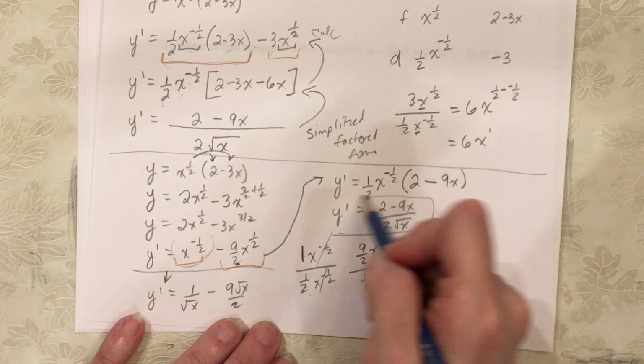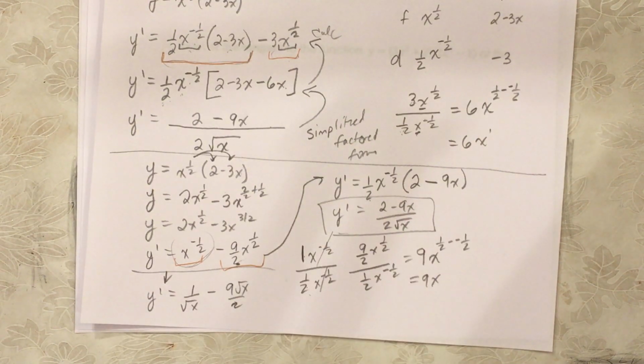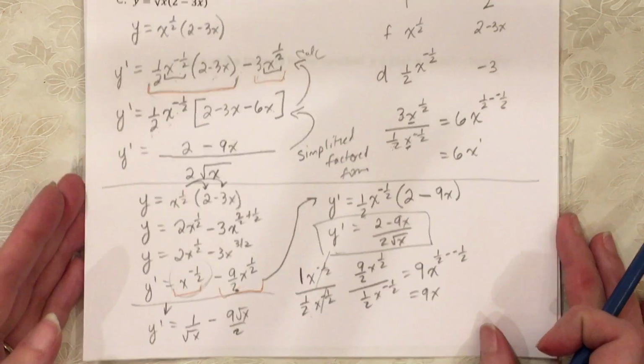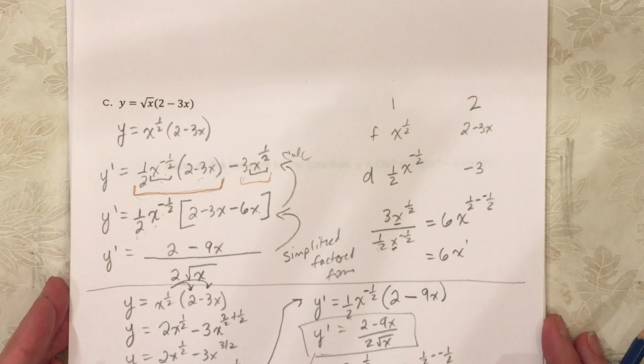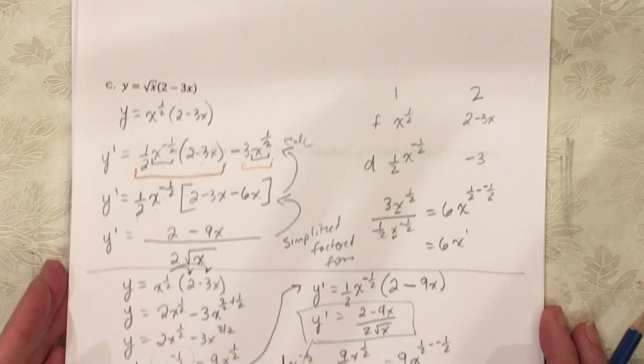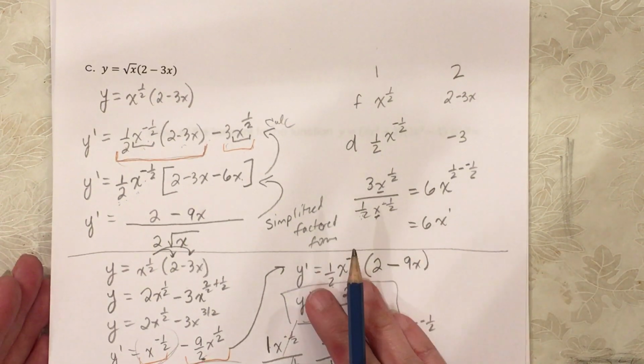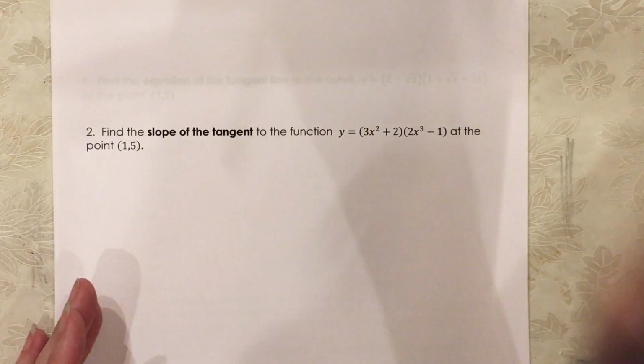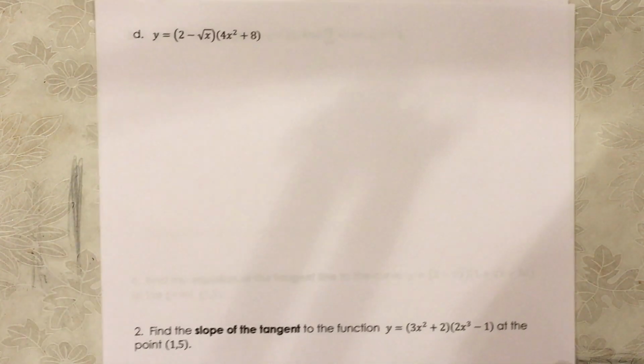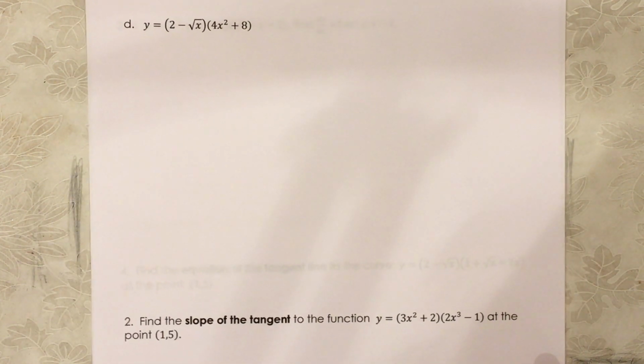So we end up with exactly the same answer using the power rule as we did using the product rule. And we could decide which one we thought was easier. To me, they're both about the same level of difficulty here. All right, next question.